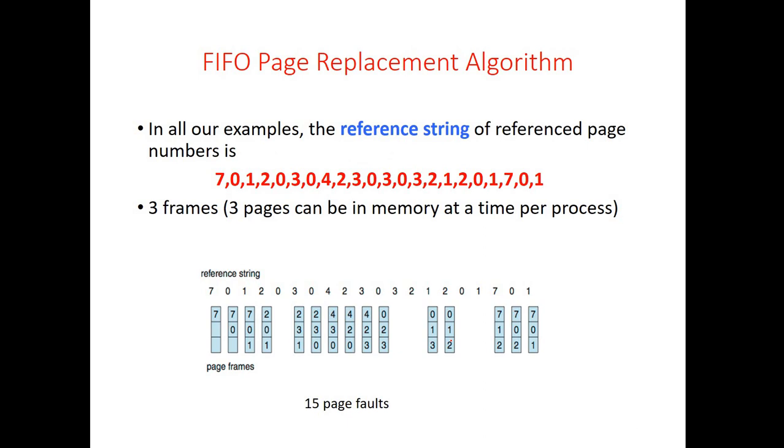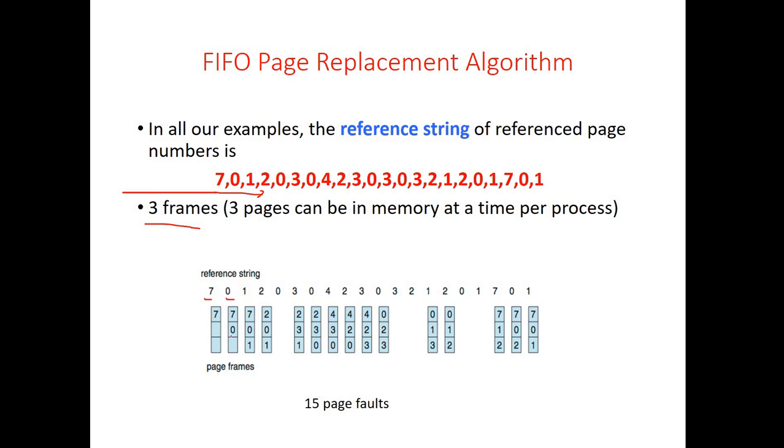In this algorithm, assume that we have a reference string. This reference string is nothing but the list of references to the page numbers accessed by the process, generated by the CPU in this order. Assume that 3 frames are allocated for that particular process in the main memory. Initially, the 3 frames are empty. So when there is a reference for the page number 7, a page fault occurs and it is immediately loaded into the free frame in the physical memory.